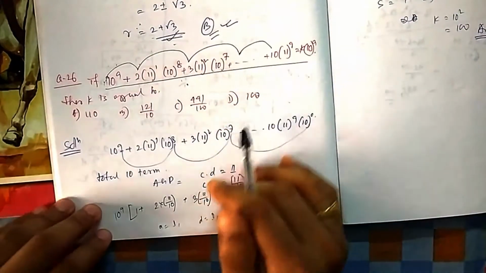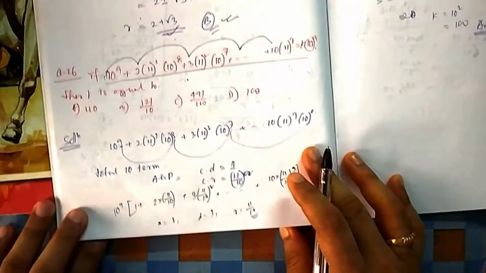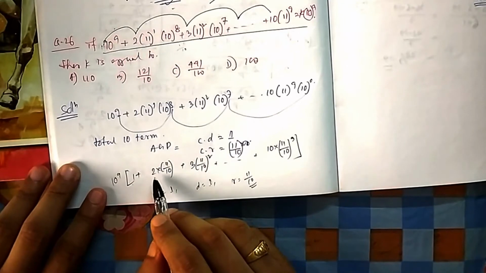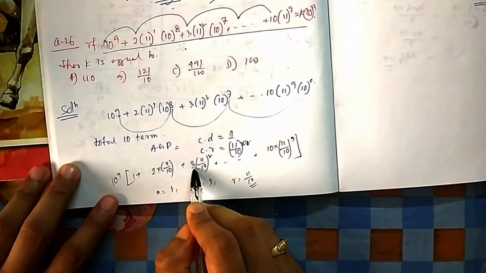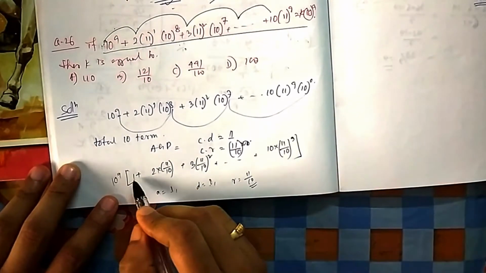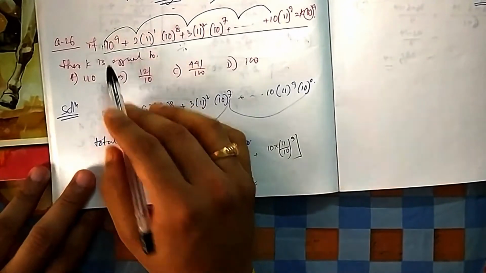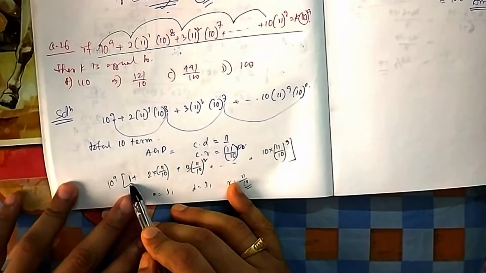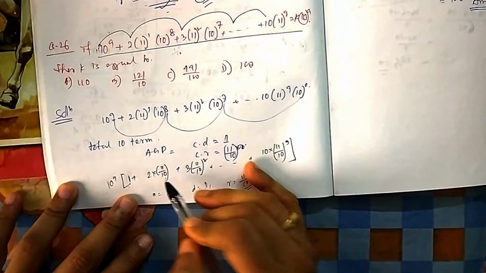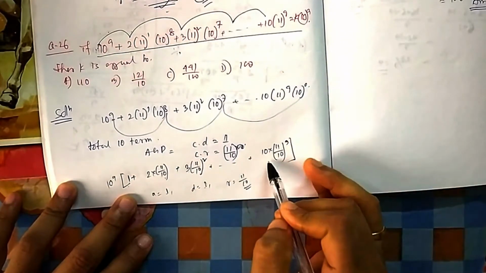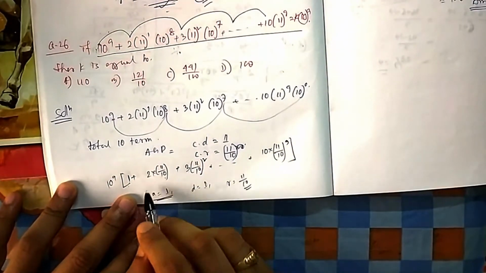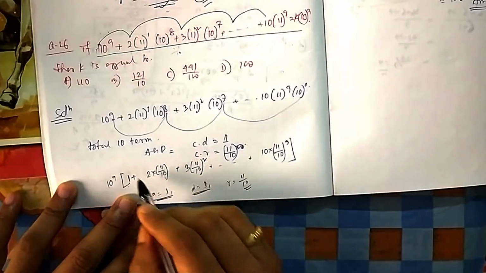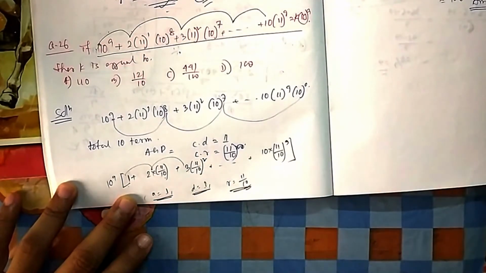But to make it an AGP, how does an AGP look? It is a plus d into r, a plus 2d into r square, something like this. So the first term should be only a. So you take 10 to the power 9 common. Then it will be a plus 2 into this is 11 by 10, and the next one will be 11 by 10 square. So a is the first term, the first term is 1, the common difference is 1, and the ratio is 11 by 10.